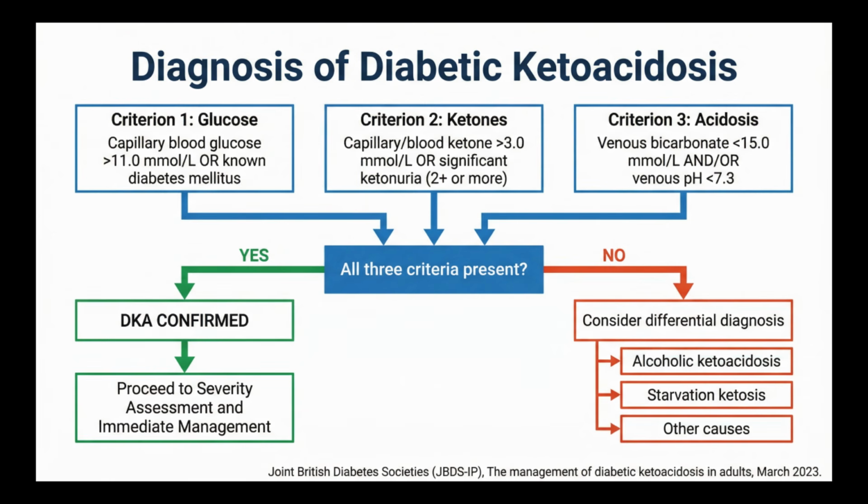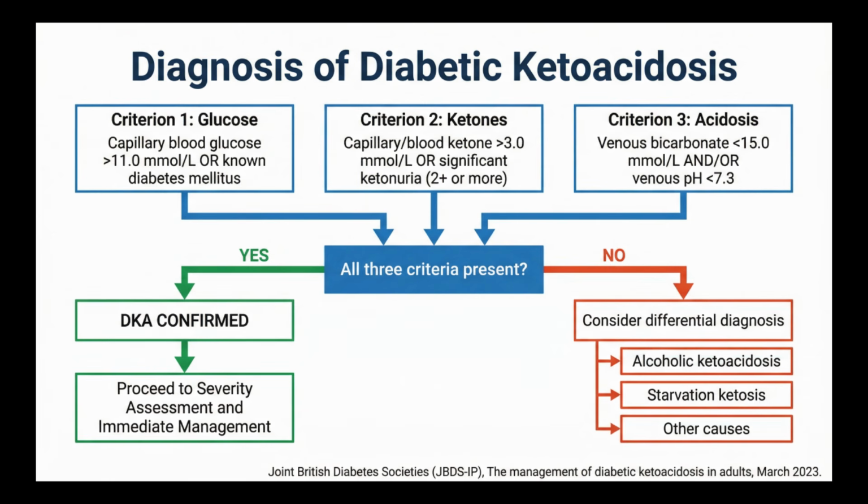Criterion 2. Ketones. Blood ketones greater than 3 millimoles per liter, or urine ketones 2+ or more. Blood ketones are preferred because they are quantitative and allow monitoring of treatment response. Criterion 3. Acidosis. Venous bicarbonate less than 15 millimoles per liter, and or venous pH less than 7.3. This confirms the presence of a metabolic acidosis.